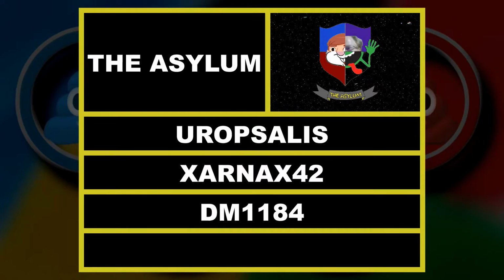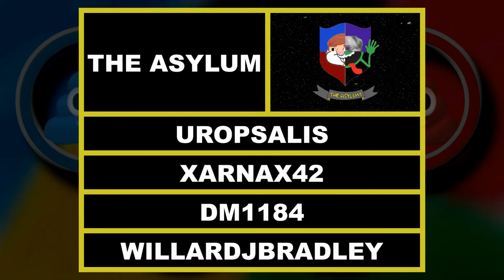The third inmate is the artist formerly known as Dark Magician 1184. DM plays long. He has tremendous wingspan and is best known for being that guy on the emotes. Their hired gun, Willard J. Bradley, who will probably be representing the Asylum in a game he is really good at.